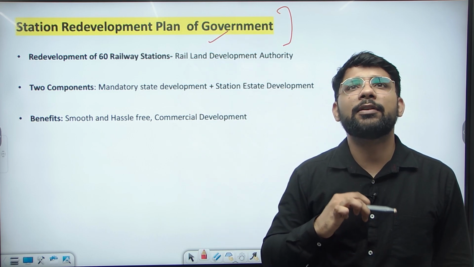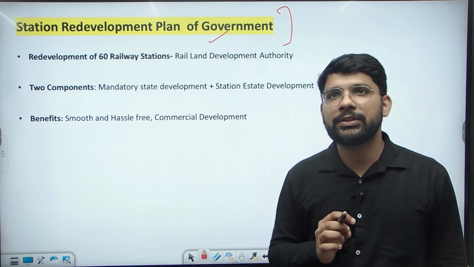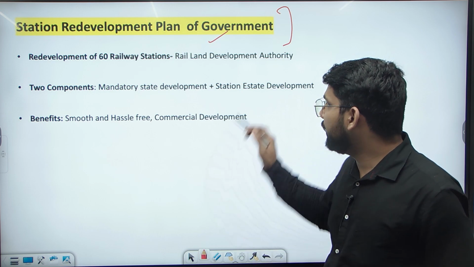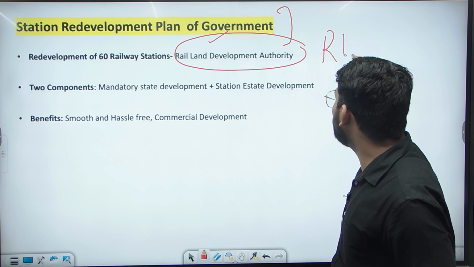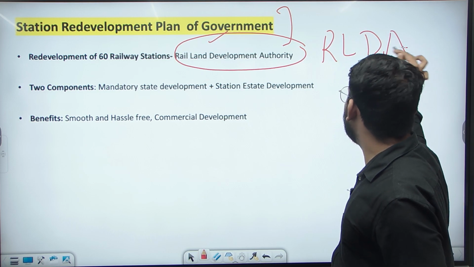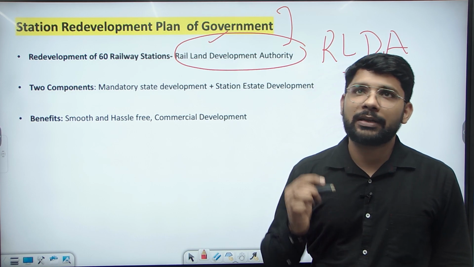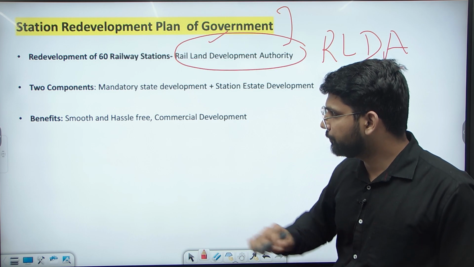The first is the redevelopment of the 60 railway stations. The government identified 60 railway stations in the country which will be redeveloped with PPP, and the authority leading it is the Rail Land Development Authority. So you can write about the RLDA, Rail Land Development Authority, and the redevelopment of the 60 identified stations under the public-private partnership by the Government of India.